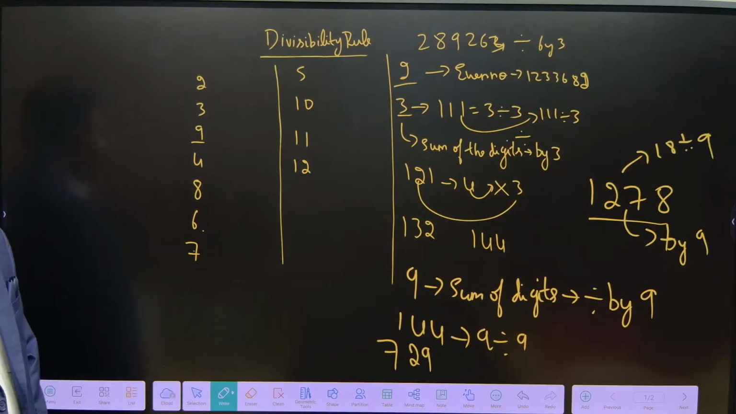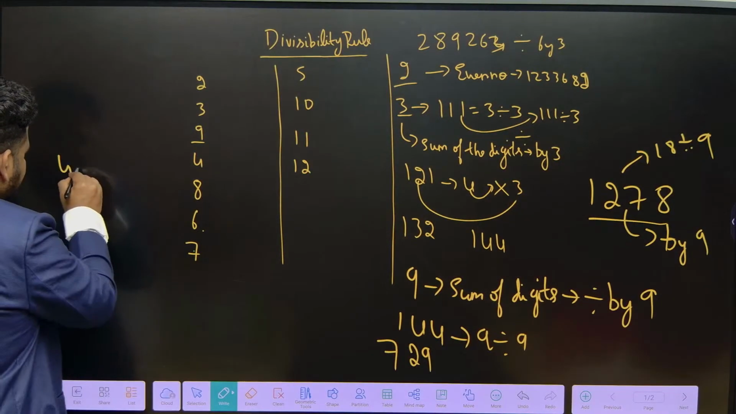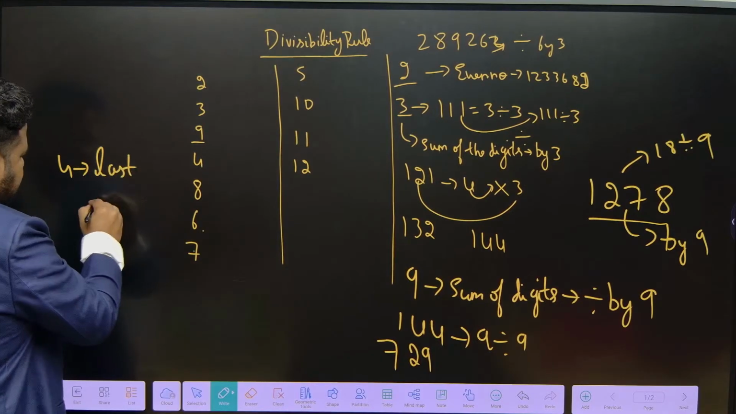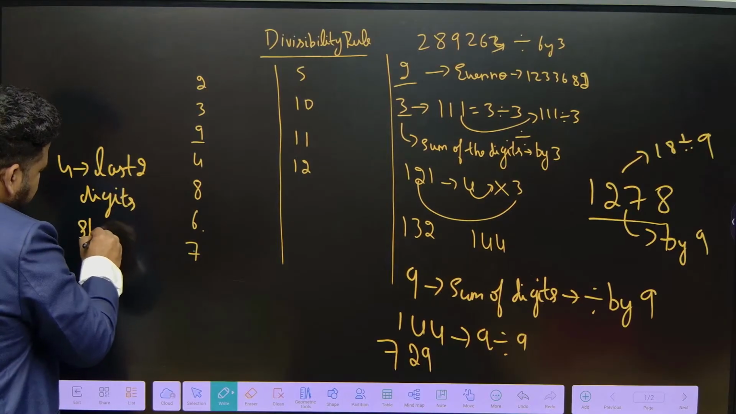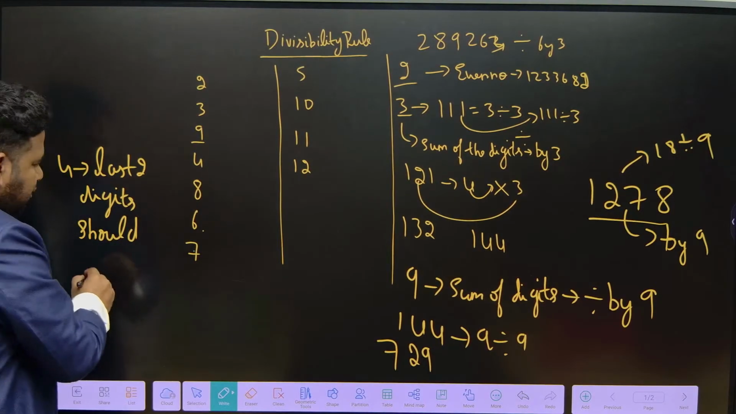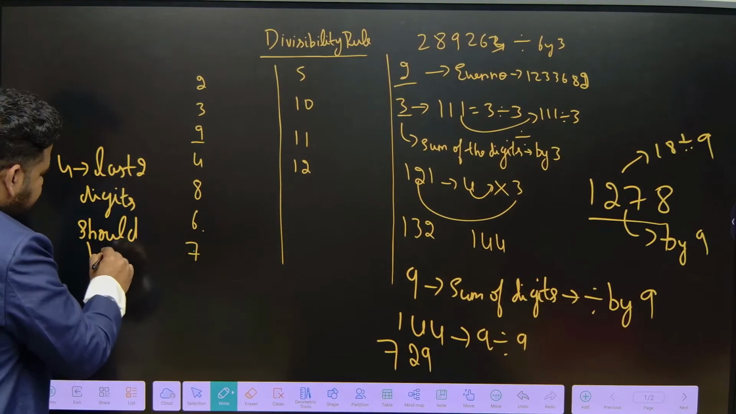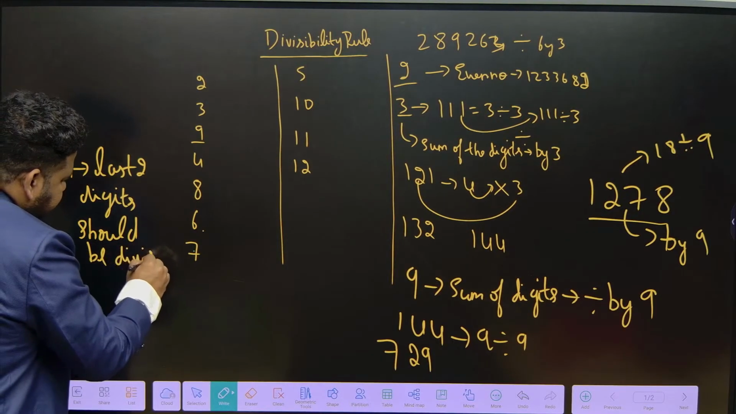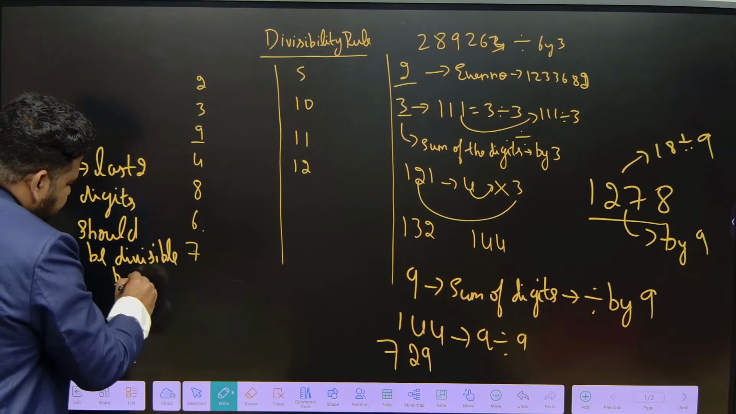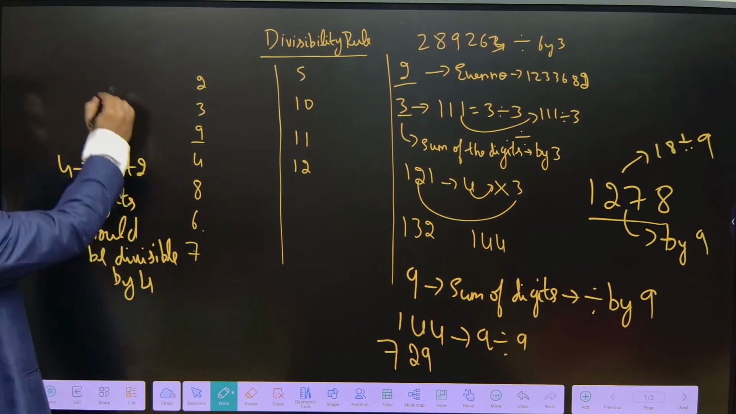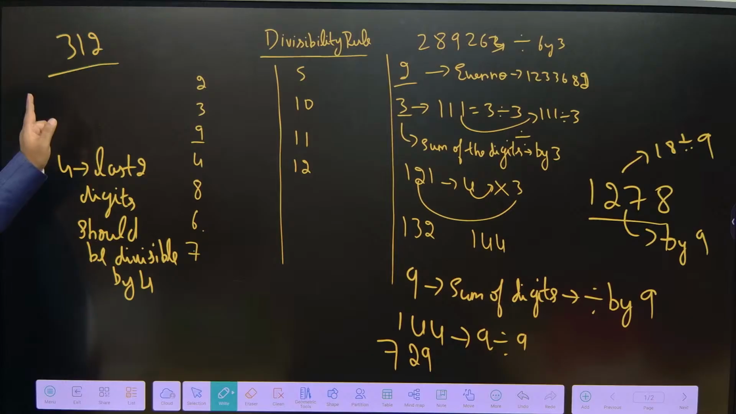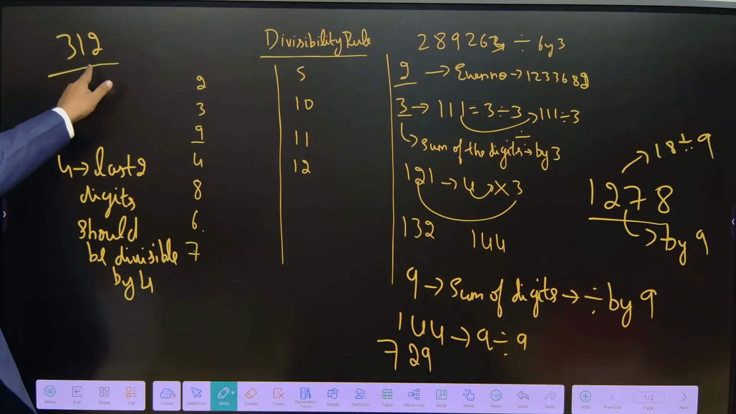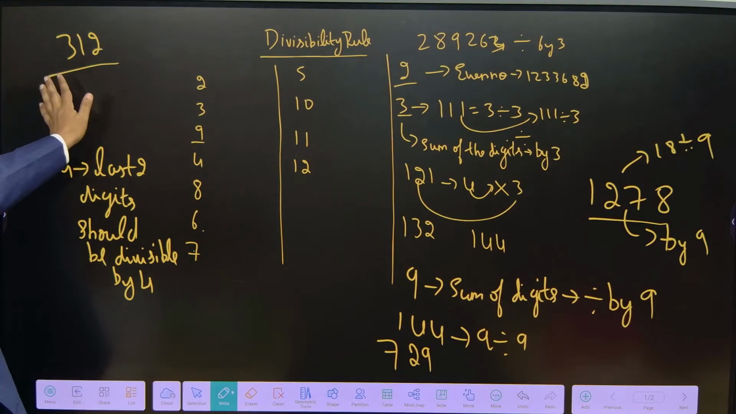When we talk about 4 and 8, so 4, see 4, the last two digits should be divisible by 4. I told you about this while talking about cyclicity of 4, while talking about unit digits. Suppose I give a number like this, 312. Is it divisible by 4 or not? You have to focus only on the last two digits. The last two digits are 12. 12 is divisible by 4; 4 3s are 12. So definitely 312 is also divisible by 4.